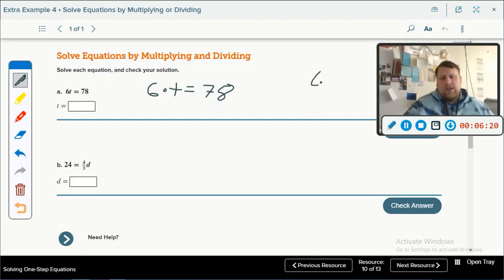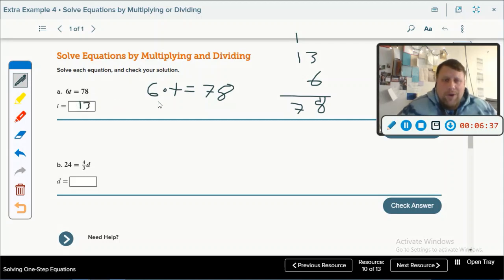And you could guess and check your way around it. Say 6 times 13. Let's try that. 6 times 3 is 18. Carry the 1. 6 times 1 plus 1 is 7. Oh, look, that's right. It is t equals 13. That's one way you could solve it. But sometimes these get harder.